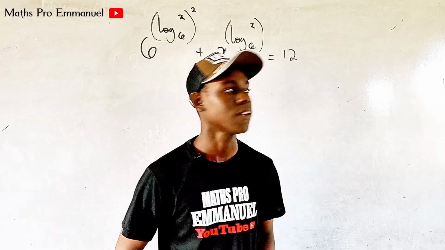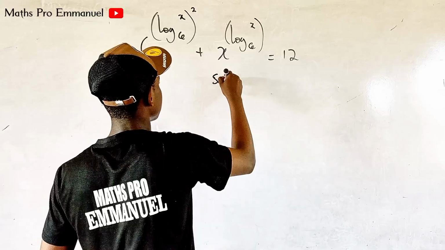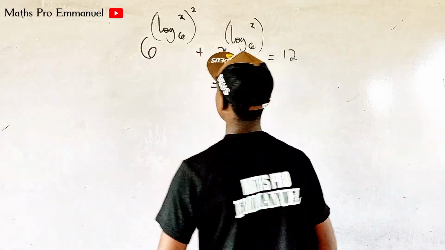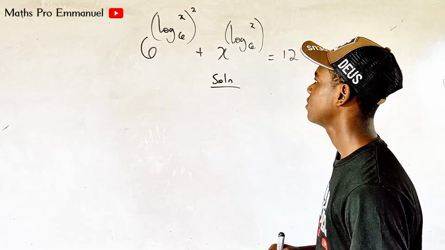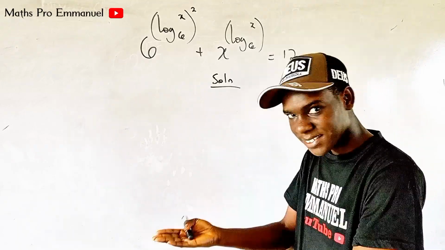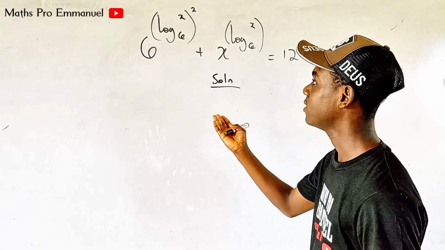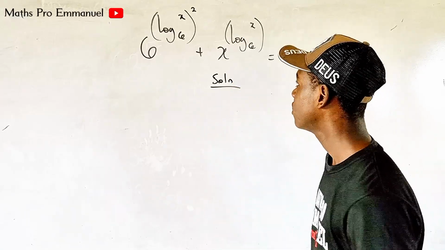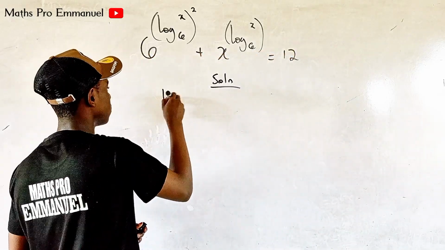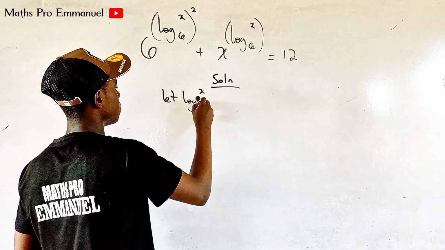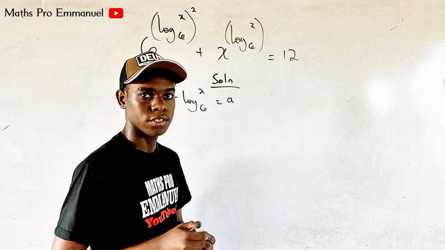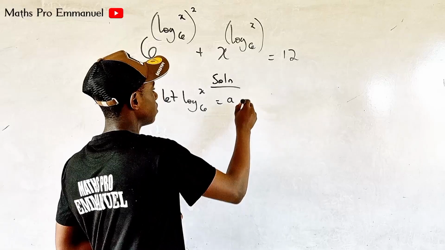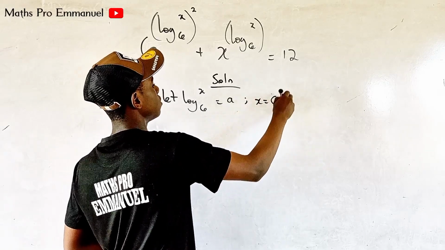So now let's start solving. By your normal idea of substitution, seeing a question like this, you can say let log x base 6 be a variable. Let me say a, b, c, anyone. So I can just say let log x base 6 be equal to a, right? And if log x base 6 is equal to a, that means x is equal to 6 raised to the power of a.